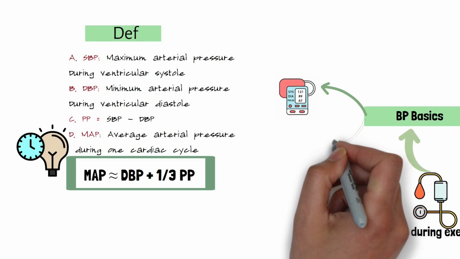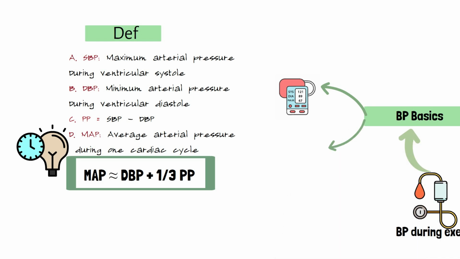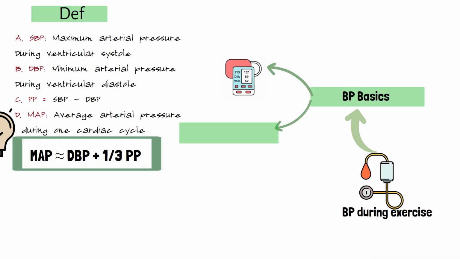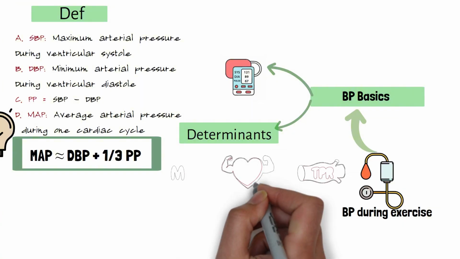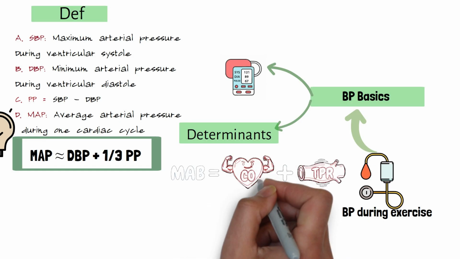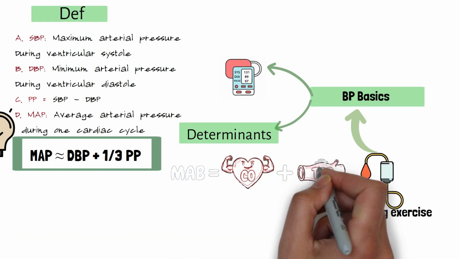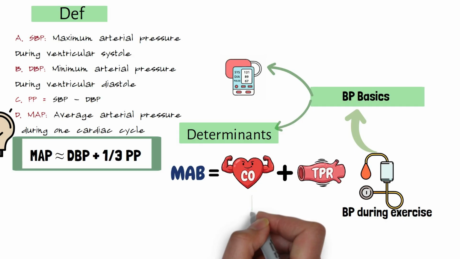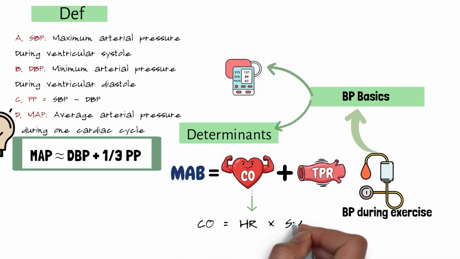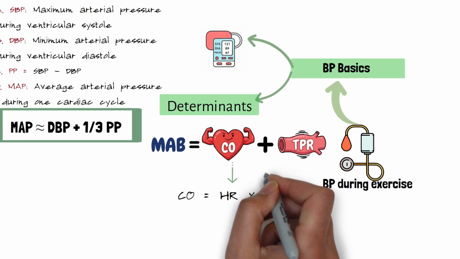The diastole is longer than the systole, and accordingly the average blood pressure equals the diastolic plus one third of the pulse pressure. What determines the average blood pressure? Well, the average blood pressure is determined by two major factors: the heart and the blood vessels. In the heart, the main factor is the cardiac output, which equals the heart rate times the stroke volume. For the vessels, it is the total peripheral resistance.